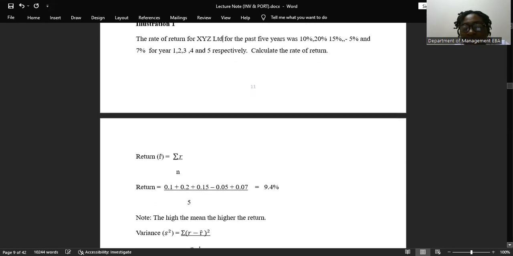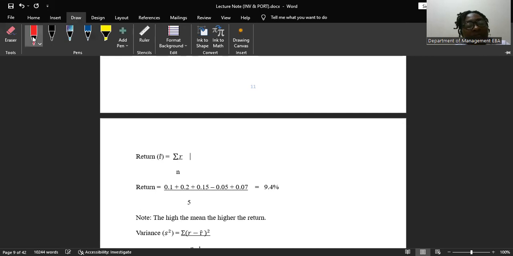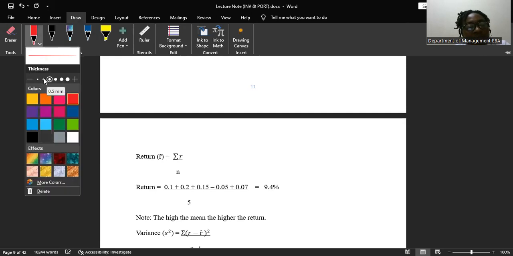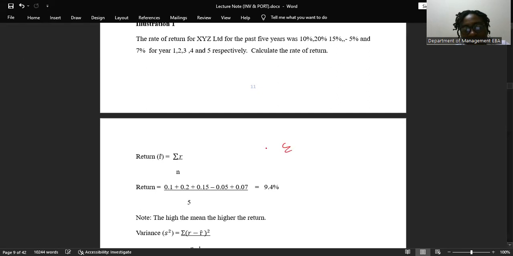Okay. How do we calculate the return? If you remember how we calculated the mean, we started learning the mean from JHS. We came to SS, we did it. So for the mean, we normally use sigma. You have to look for the mean. This is simple for me.